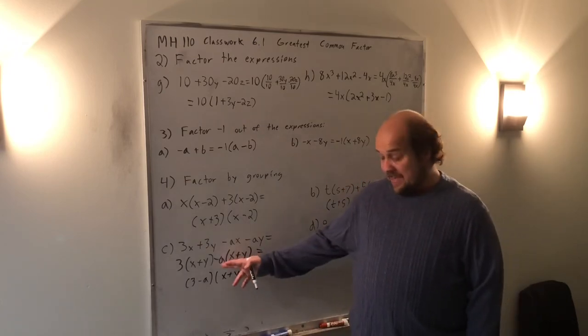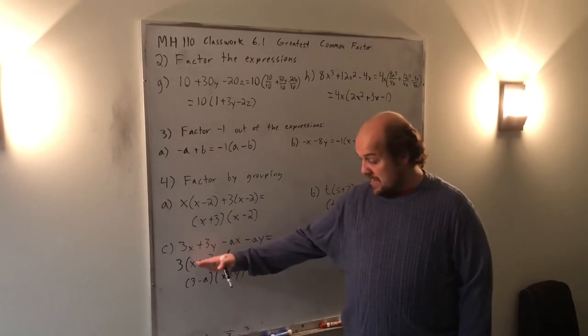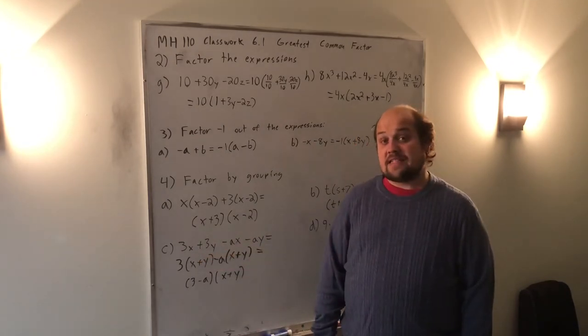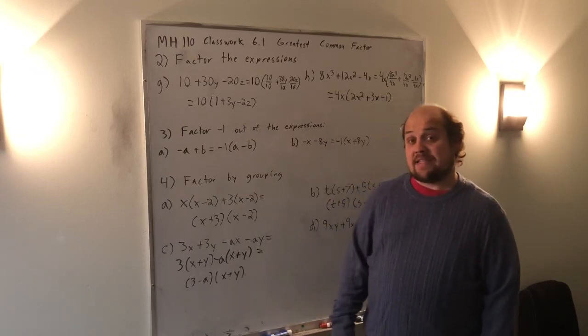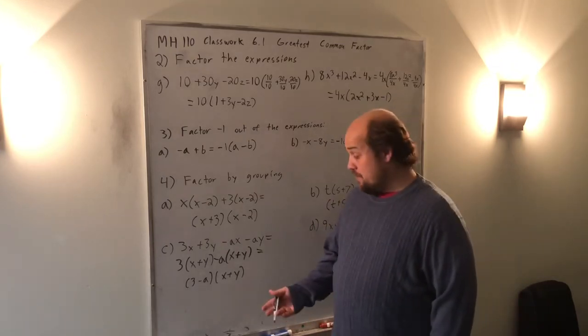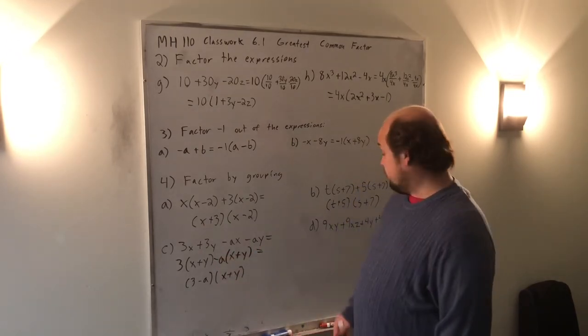Again, if I had not seen this negative, I would have wound up with negative x minus y. I would have seen the two parentheses are not the same and said to myself, something went wrong. What can I do to make these parentheses the same? Hopefully I would recognize that it was the negative that I could bring out that would make it work.